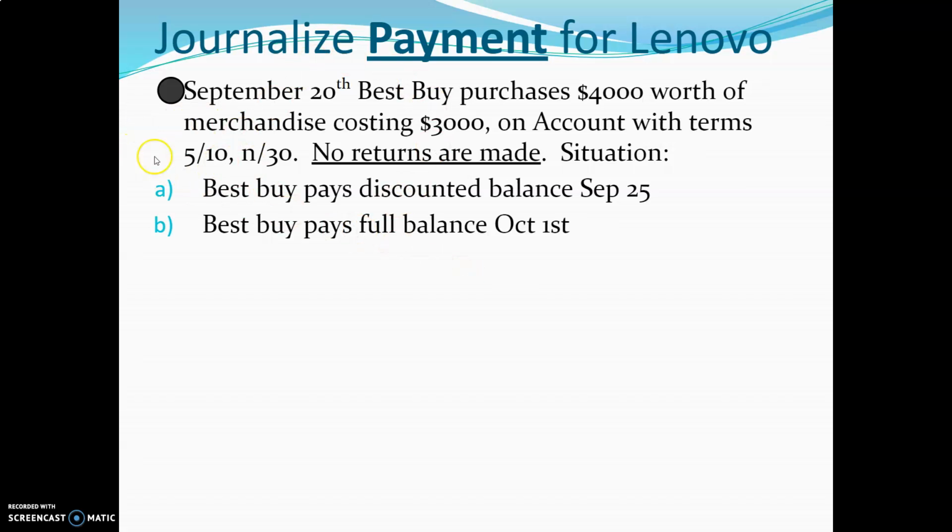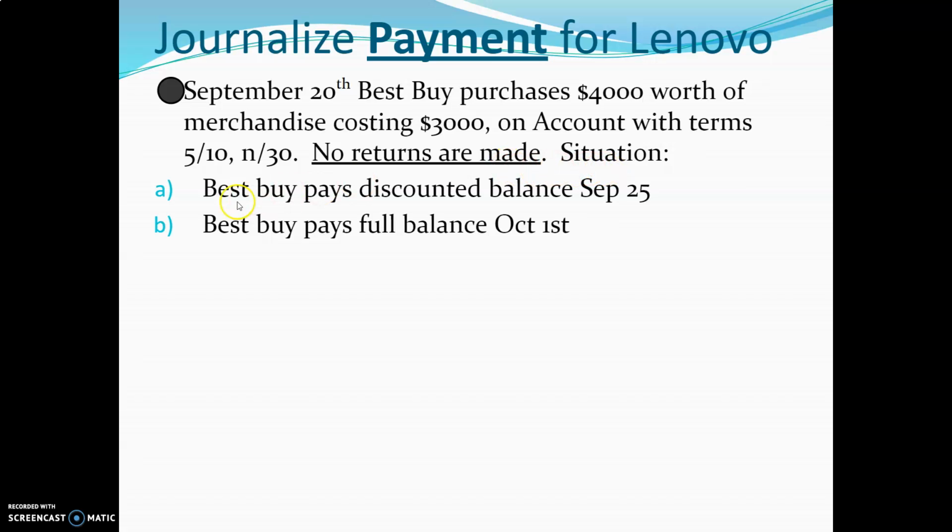So we go back to this idea of this 5/10 and N30, September 20th. Best Buy purchased $4,000 worth of merchandise costing $3,000 on account with terms 5/10, meaning 5% discount if it's paid within 10 days, N/30, and no returns are made.